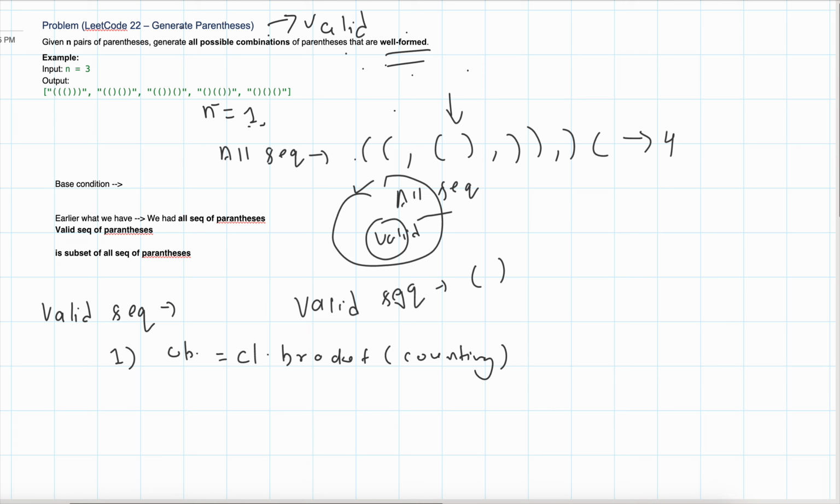So if we have n pairs of parentheses, the counting of opening bracket should be n, and the counting of closing bracket should be n. N closing brackets and n opening brackets. And the second one, opening and closing brackets should be balanced.